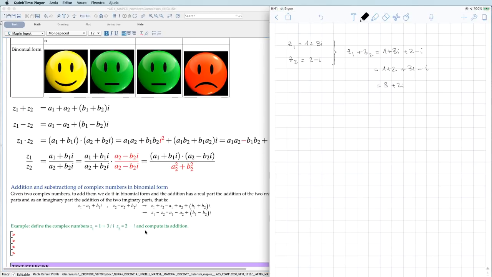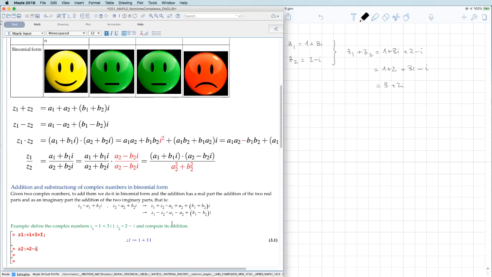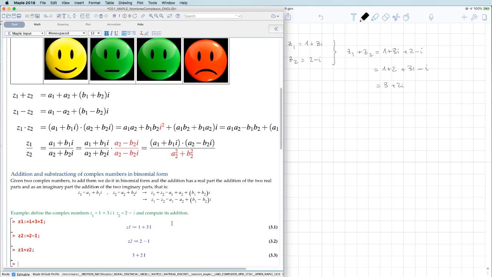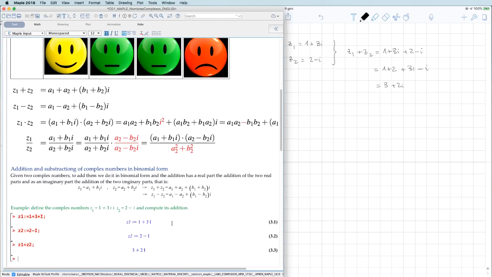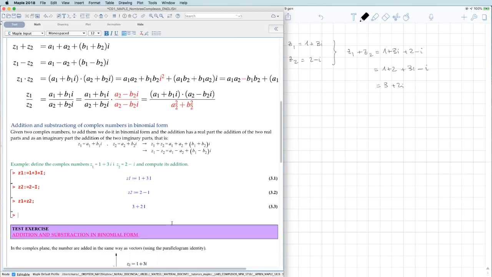So let's check if we get the same result with Maple. z1 is going to be 1 plus 3i. z2 is going to be 2 minus i. And z1 plus z2 is going to be 3 plus 2i. So we operate as if i was an unknown and everything is correct. Okay, so you can again move to the test and do the next exercise.